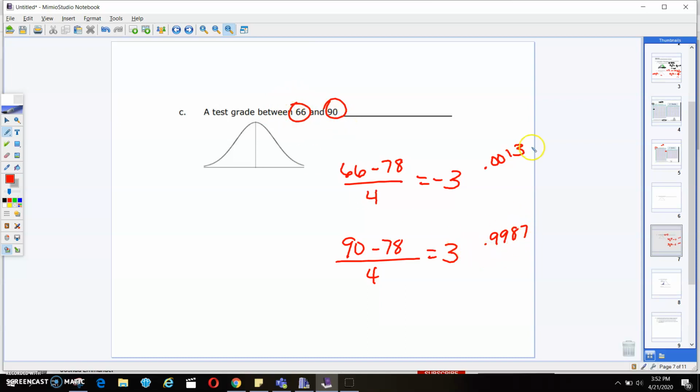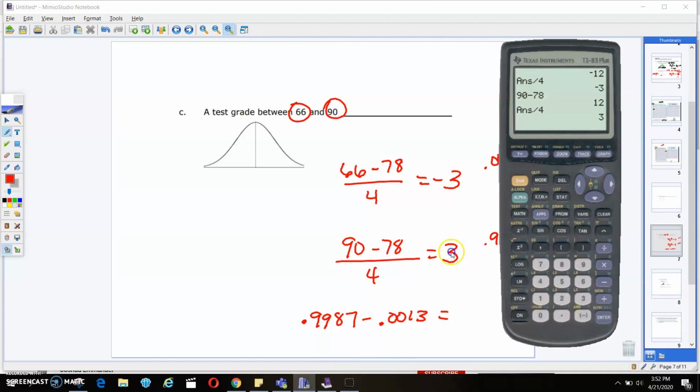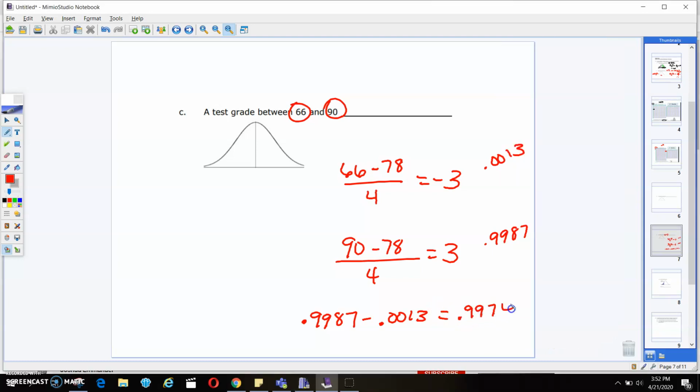So we're going to take each of these percentages, or decimals right now, and we're going to subtract them. So we're going to take 0.9987 and subtract 0.0013. Okay, so we're going to go into our calculator, and we're going to type 0.9987 minus 0.0013. And that's going to give us 0.9974. So this is going to be 99.74%.